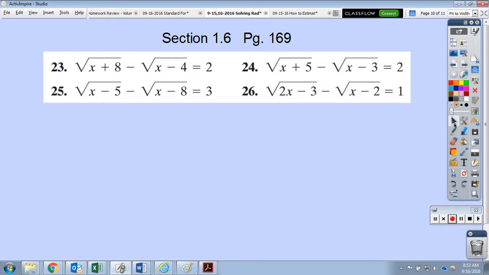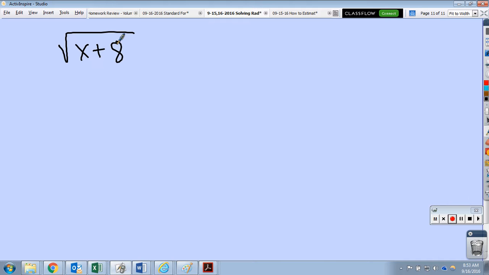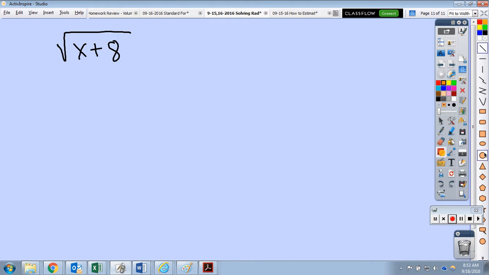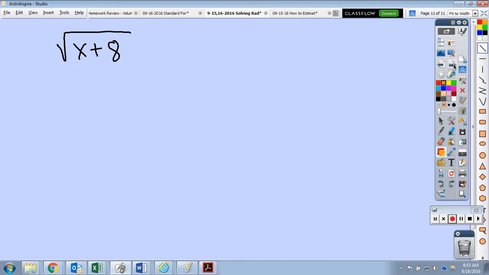So 23 says the square root of x plus 8 minus the square root of x minus 4 equals 2.